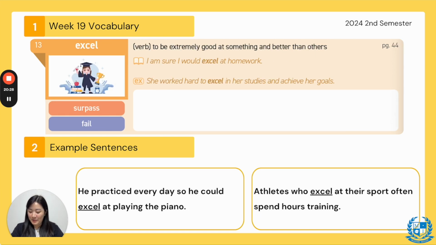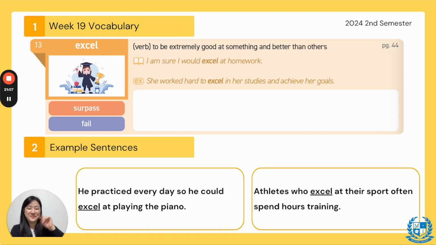Number 13, everyone say excel. Excel. I just imagine like a rocket going up. Excel. It means to surpass, and the antonym is fail. It is a verb and it means to be extremely good at something and better than others. That's why I think about a rocket, because a rocket goes better than everyone else. In a book it says, I am sure I would excel at homework. I'm sure all of you excel at your homework as well. That's why you're watching this video.